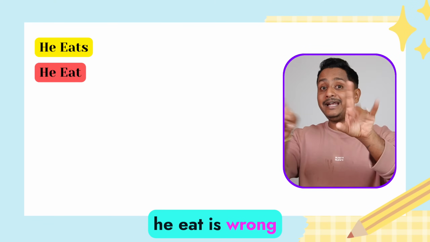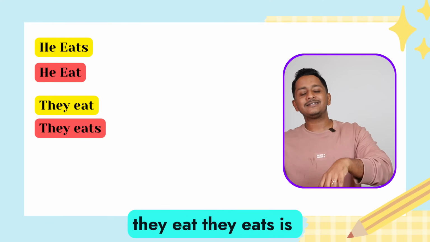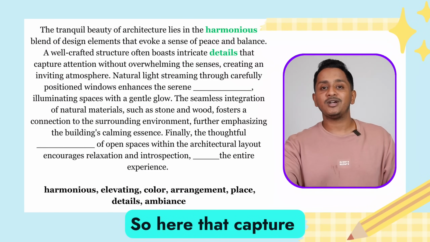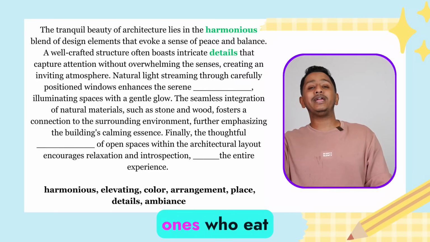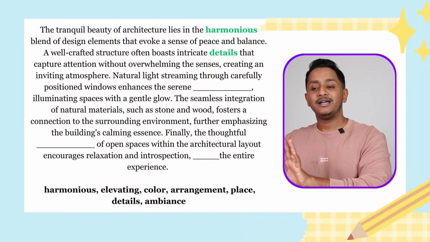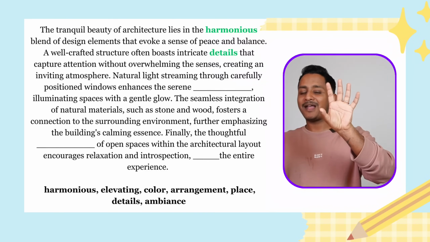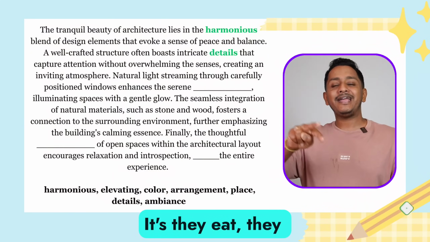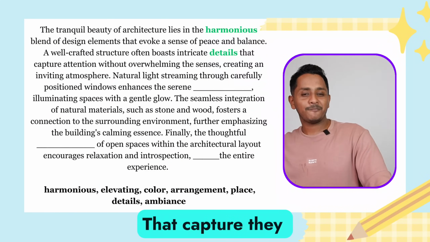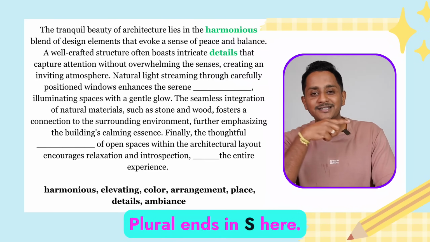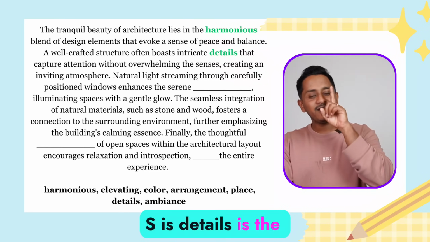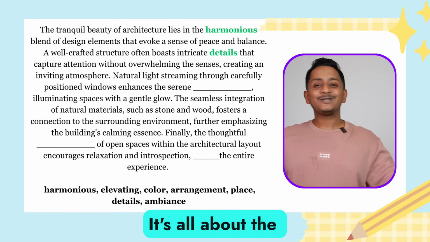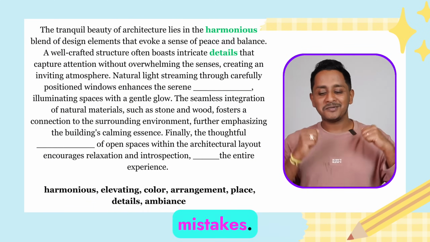Grammar, when I mean it's subject-verb agreement. He eats. He eat is wrong. They eat. They eats is wrong. After a singular noun, verb s will come. So here that capture. They eat. They are the ones who eat. That is the one that eat. If eat is there, here they has to come. Are you getting it? Grammar-wise, if we properly pay attention, it's they eat, they capture, they who capture, it that capture. They is plural. Plural ends in S. Here details is the only word ending in S. Close your eyes and put it. Hope you are getting it. It's all about the strategies that help you come out of the mistakes.